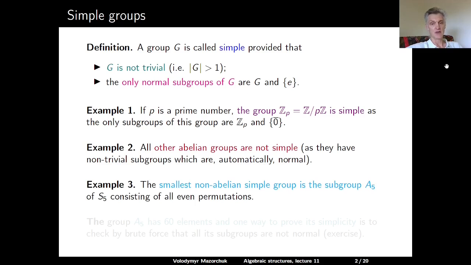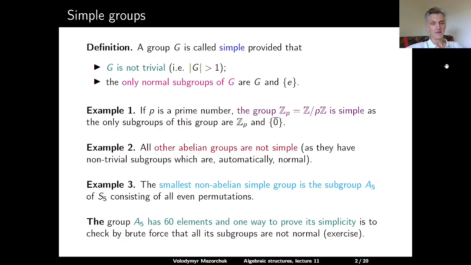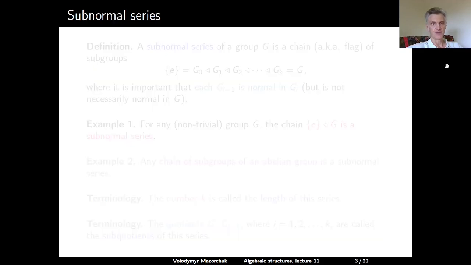Example 3. The smallest non-abelian simple group is the group A5, and this is the subgroup of S5 which consists of all even permutations on 5 elements. The group A5 has 60 elements, and one way to prove its simplicity is just to list all its subgroups and check that they all are not normal. That's a finite but a bit lengthy exercise.